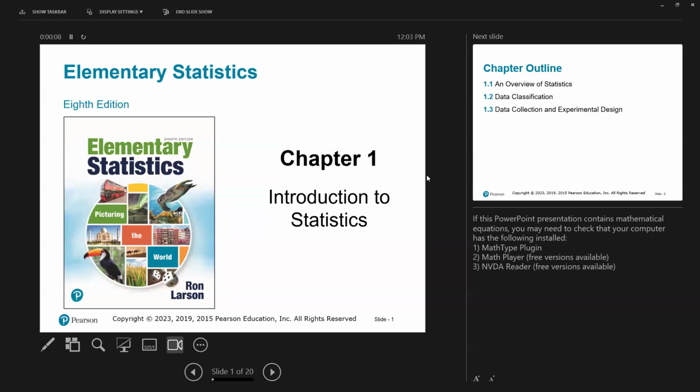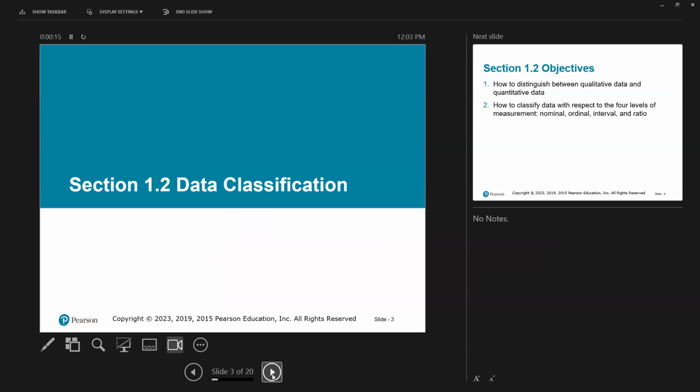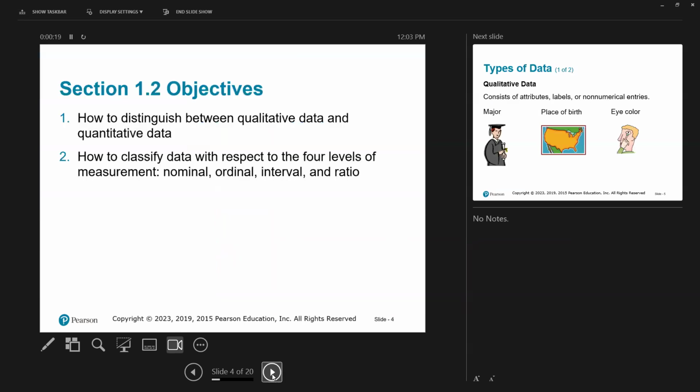Our second lesson for this chapter is called data classification. Data classification is a very important lesson for the rest of the class. We have two main objectives. First one is we're going to look at these two keywords, qualitative data and quantitative data.